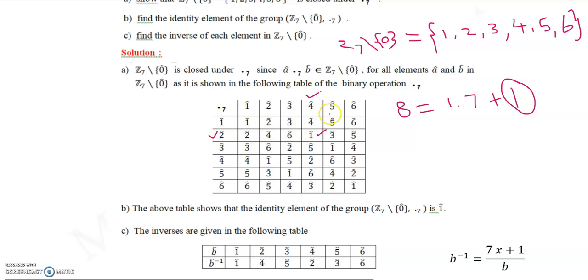Now you see here 2 multiplied by 5, how much? 10. So 10 is equal to 1 multiplied by 7 plus the remainder. The remainder is 3, so you write 3 here. Understand? In a similar way you can fill this table.